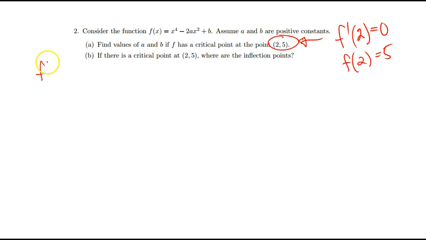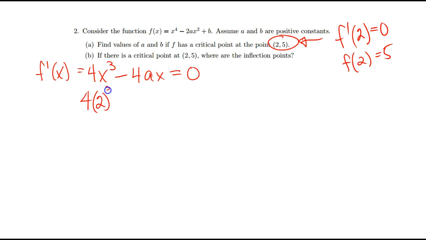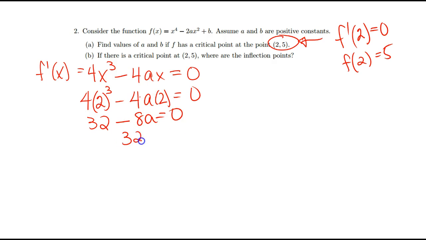So let's take the first derivative of this. It equals 4x to the 3rd minus 4ax, doesn't it? So if this equals 0 when x is 2, I'm going to come in here and say 2 to the 3rd minus 4a times 2 equals 0. So 2 to the 3rd is 8 times 4 is 32 minus 8a equals 0. 32 equals 8a. A equals 32 over 8, which equals 4.